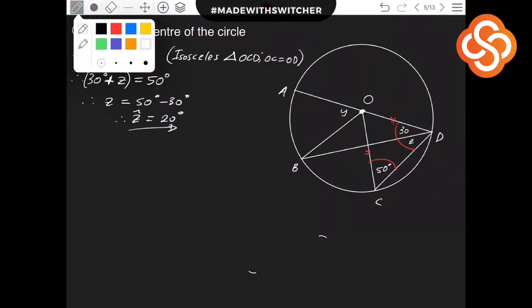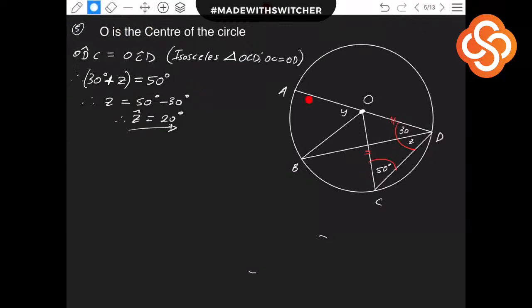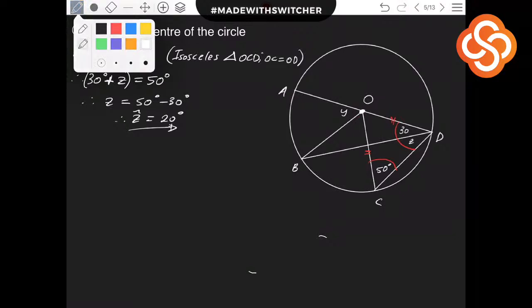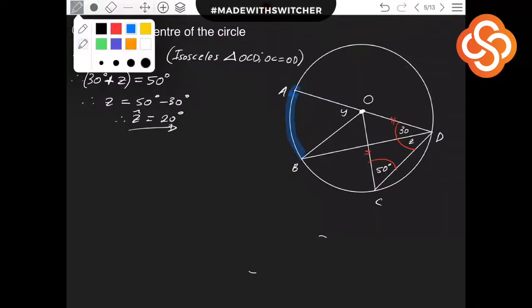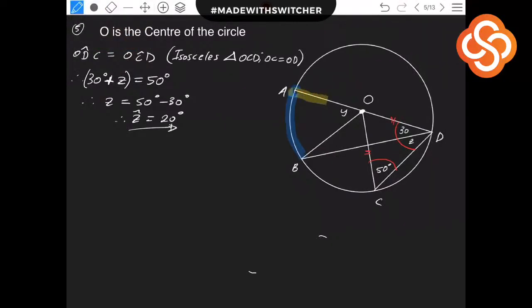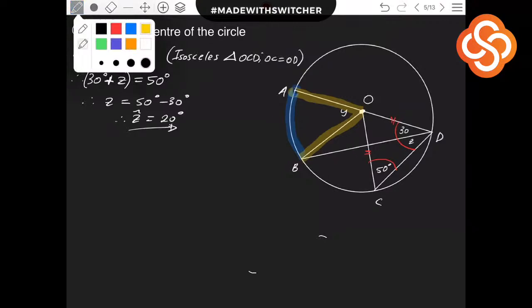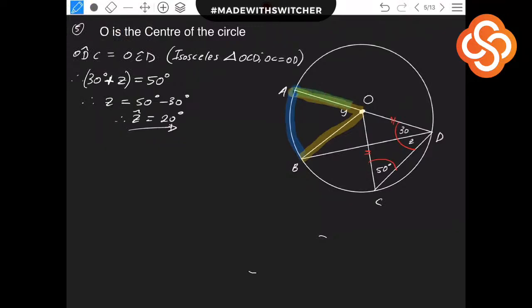Okay. Finding the value of Y now. So Y is subtended from arc AB. So there's our arc there, arc AB. Let me do it this way, just to make sure that you see it. You see this angle is subtended from that arc. And then we have another angle again, which I'm going to write in green, angle ADB. Both of these angles are subtended from the same arc.